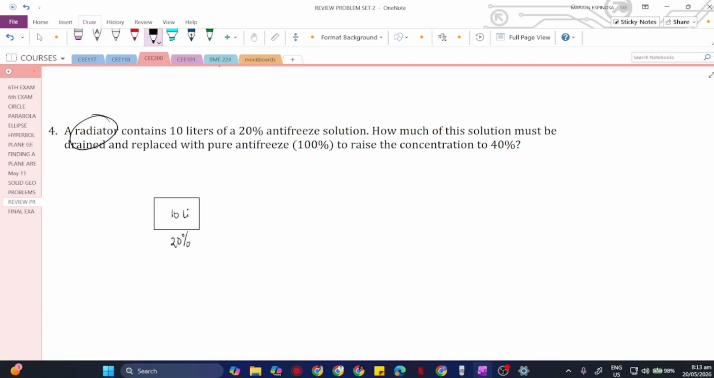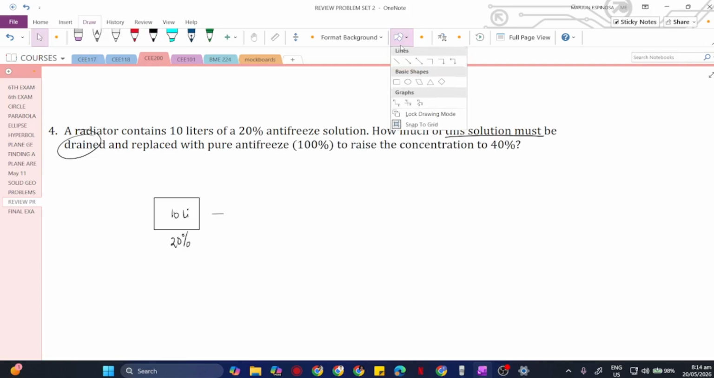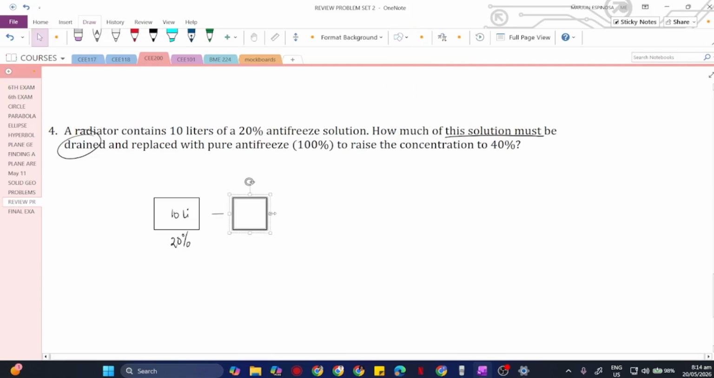Then, it says, how much of the solution must be drained? So, meaning to say, when drained, we are removing. So, from here, we remove. Meaning to say, we subtract. What is it that we subtract? For example, this is the volume that we subtract. This is X. We don't know that yet. So, where do we subtract it from? From here, the 20% concentration. So, the concentration here would still be 20%. So, what we subtracted or took from the 10 liters is X. That is the unknown.